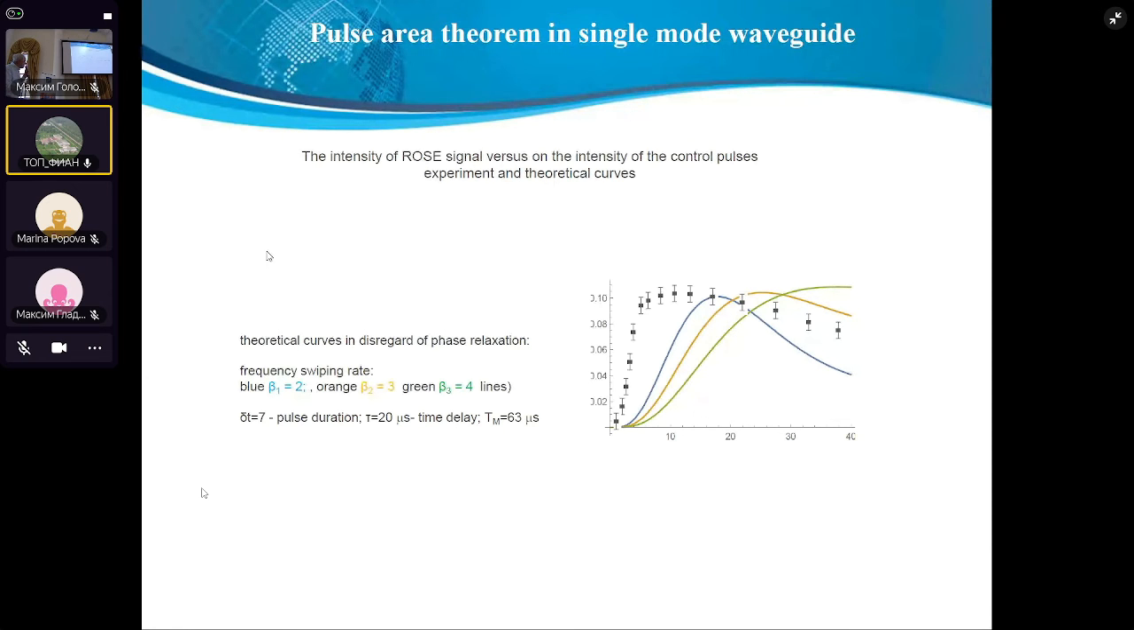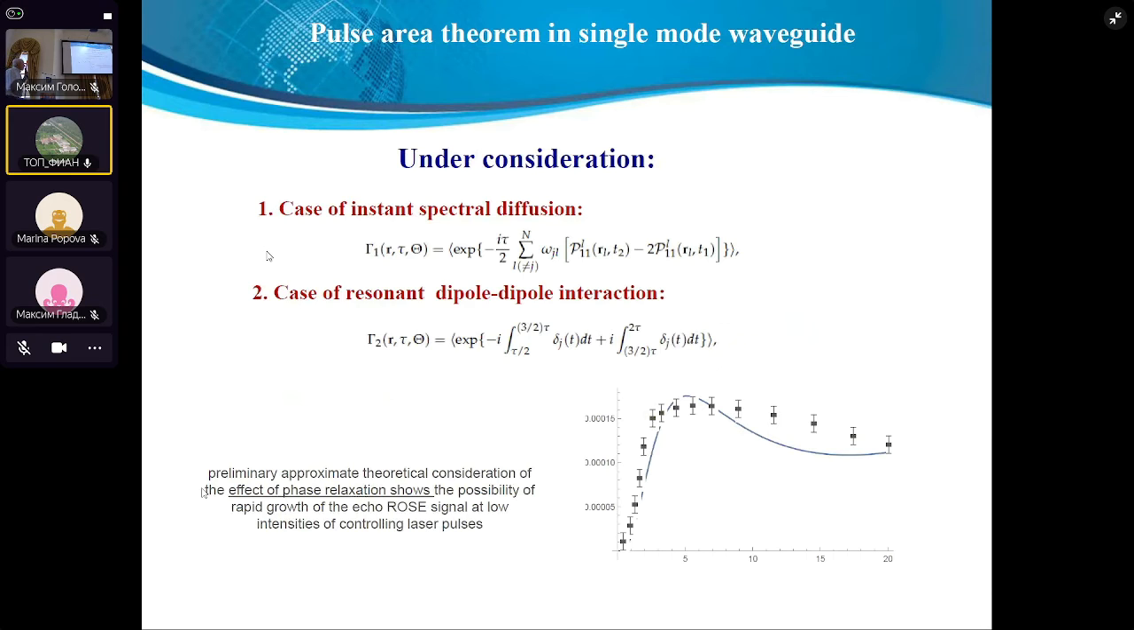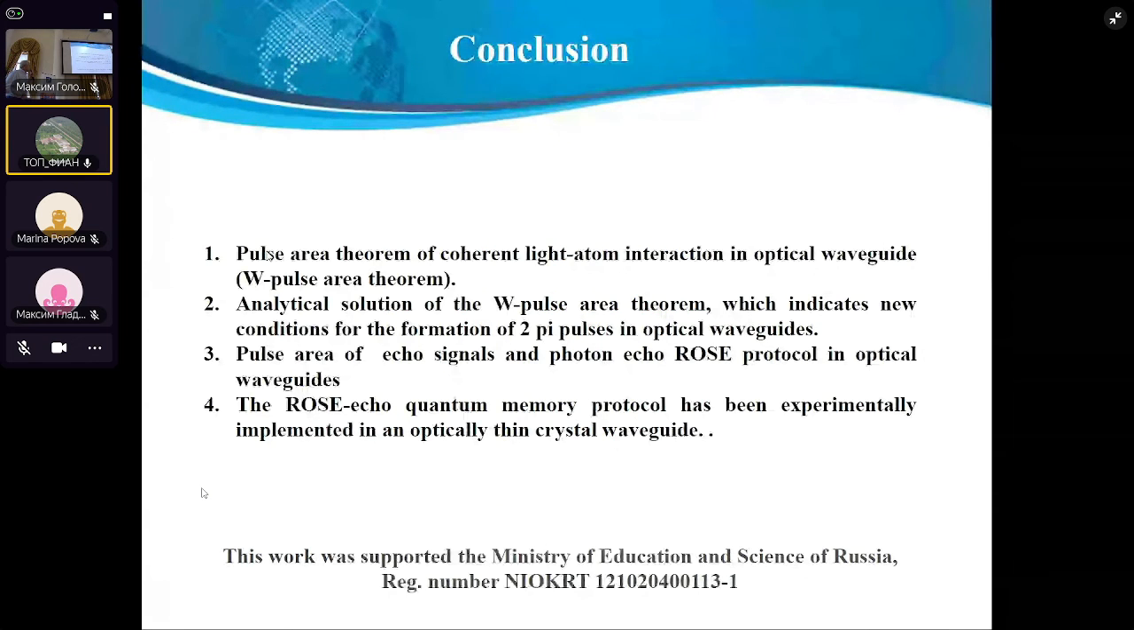So we see that we need to take into account relaxation, phase relaxation. And now we will study two types of diffusion: instant spectral diffusion and resonant dipole interaction. Preliminary theoretical results give us information that, principally, we can explain the very steep increase of intensity by taking into account spectral diffusion. But these questions are still under consideration.